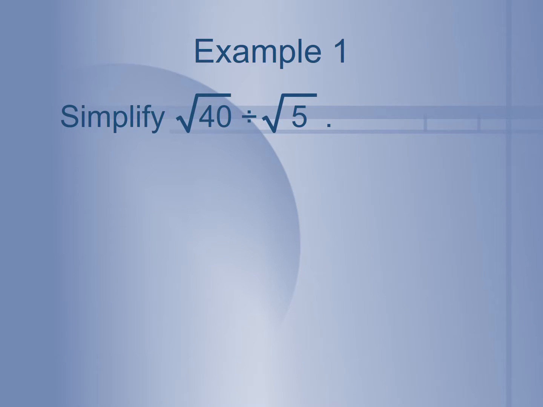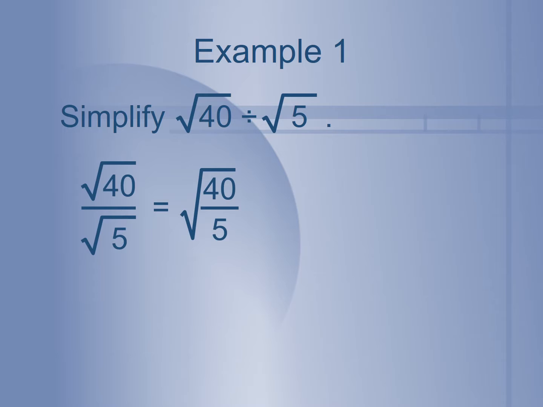So, for example, if we have the square root of 40 divided by the square root of 5, remember that square root is really a fraction, so you can rewrite it as the square root of 40 in the numerator and the square root of 5 in the denominator. Then, using the quotient property, you can rewrite that using one root, so now we have the square root of 40 over 5, and then we can actually do 40 divided by 5, which is 8. And the square root of 8 simplifies to 2 square roots of 2.